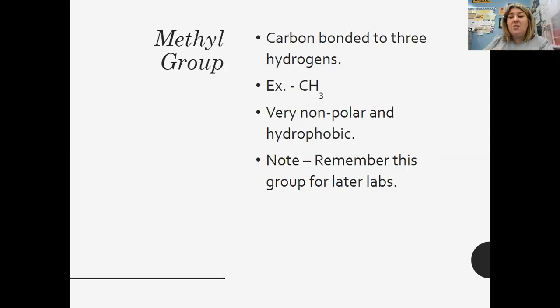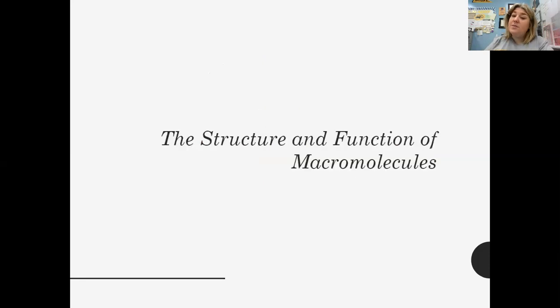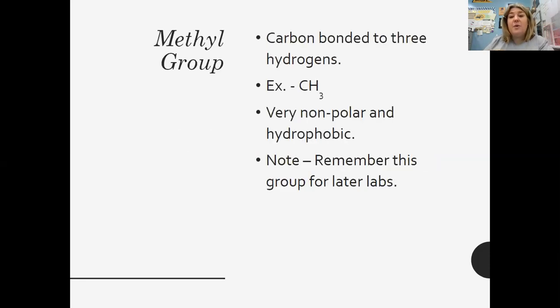Okay, so that's our last functional group. Next lecture, we'll be talking about how we use these for macromolecules. So what I would do is create my flashcards and begin to study those. You need to memorize their names, their structures, and what they do, their characteristics. I do have a practice PowerPoint on the Google Classroom that gives you an idea of what it would look like on the quiz, and then we will take a quiz on functional groups.